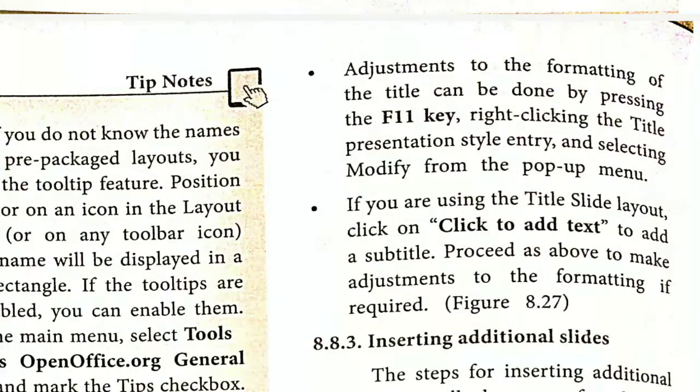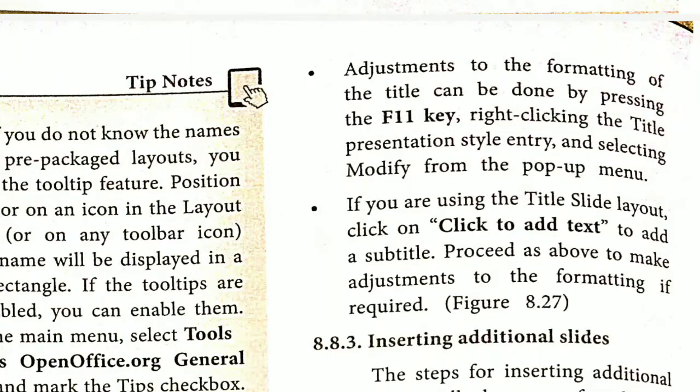Formatting of the title can be done by pressing the F11 key, or just right click on the title presentation style entry and select Modify from the pop-up menu. So when you right click on the slide, you can see a menu item known as title presentation style entry, and then you have to select Modify from the pop-up menu so that you can change whatever formatting you need, or you can use the shortcut key F11.